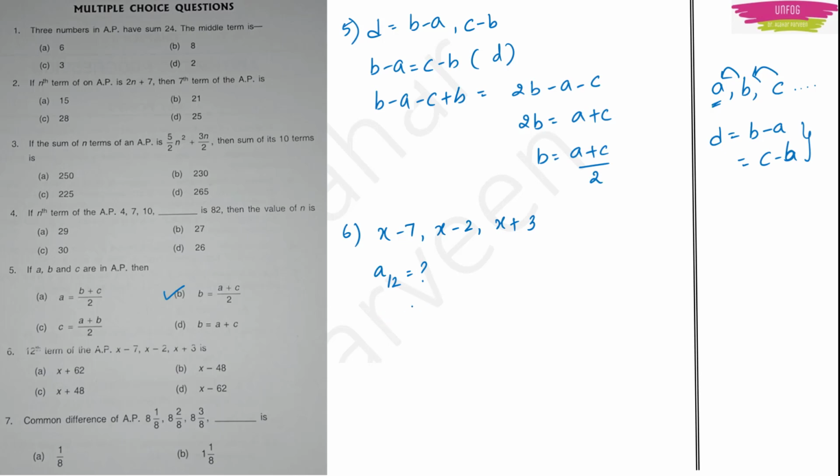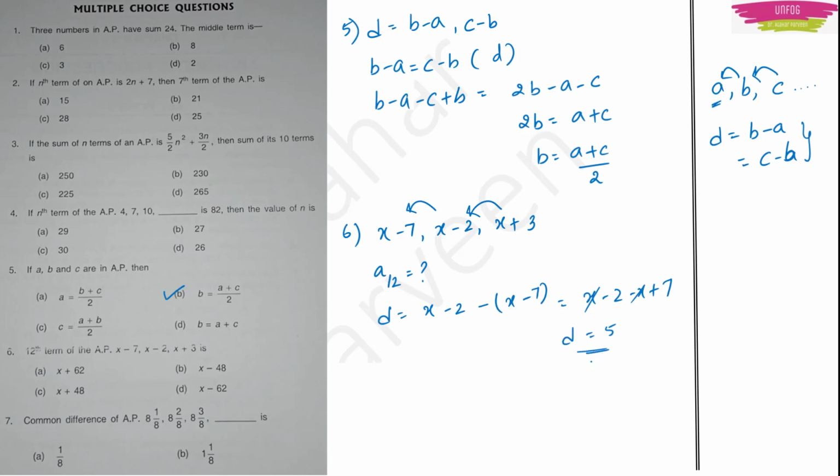With this you can find the common difference, right? Common difference will be equal to (X minus 2) minus (X minus 7). If I do like this, I can do like this also. It is my wish. I am taking first 2 terms. So this will be equal to X minus 2 minus X plus 7. X will get cancelled and I will get D will be equal to 5.